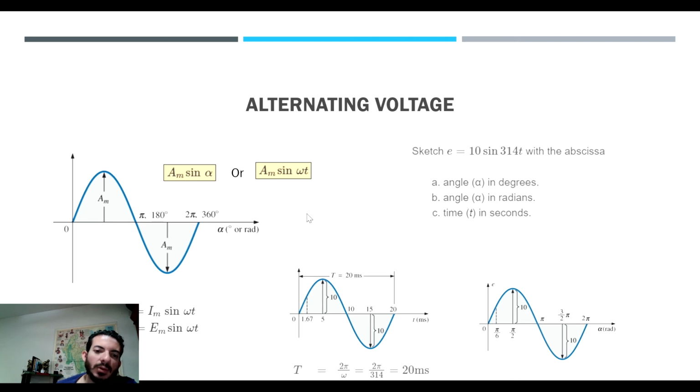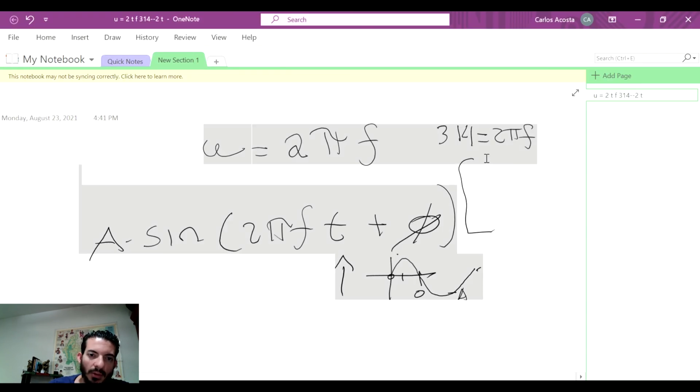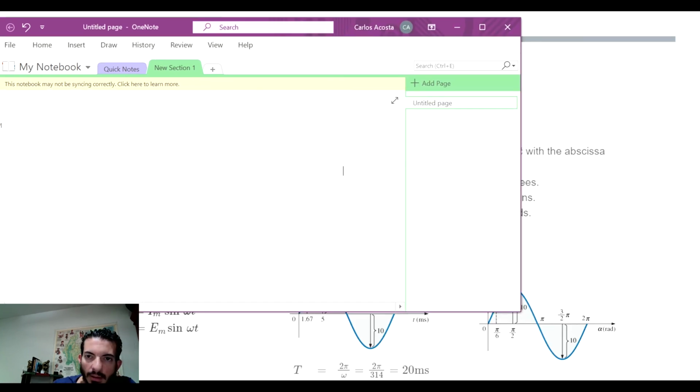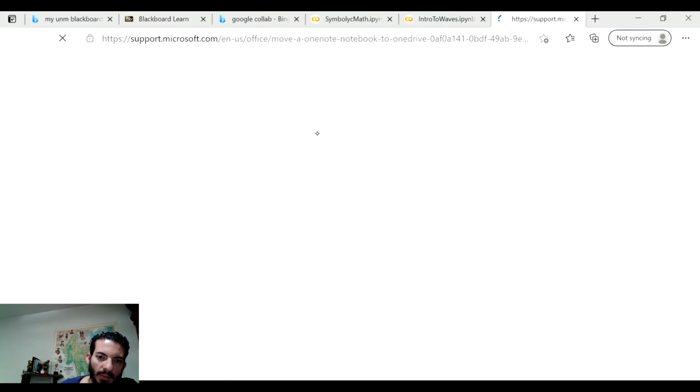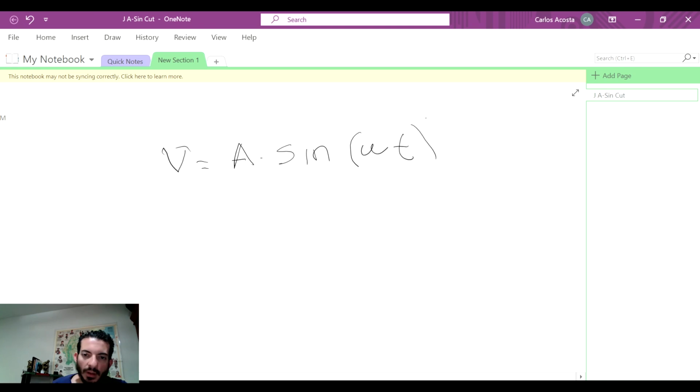Okay, so very simple stuff. If they give you, say, voltage equals a constant times sine of omega t, this t is the argument to the function.